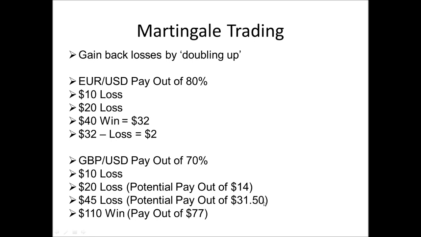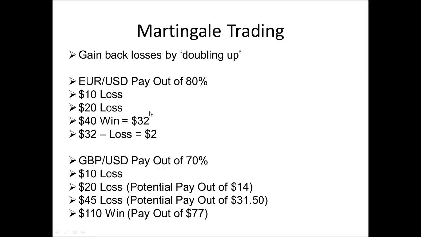Unfortunately, this third trade is a loss also, so our fourth trade will need to be about $110, which will give us a potential payout of $77. That's 110 times 70%. That will cover our string of losses, which accumulates to $75, and gives us a $2 profit. And you'll notice that $110 is slightly more than double $45. So this second example is a more realistic example.